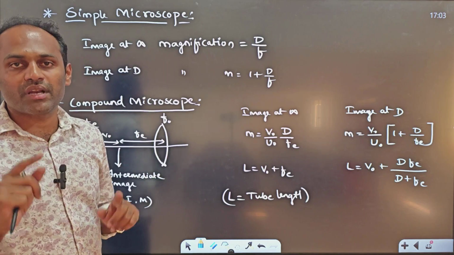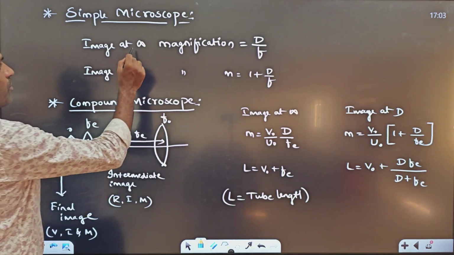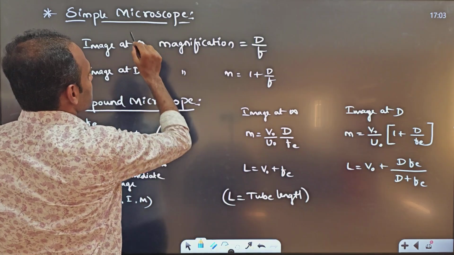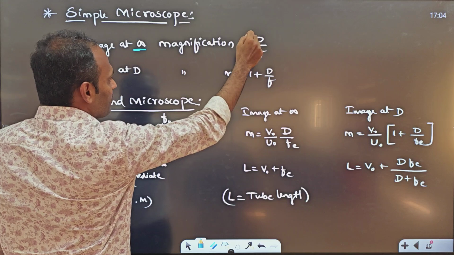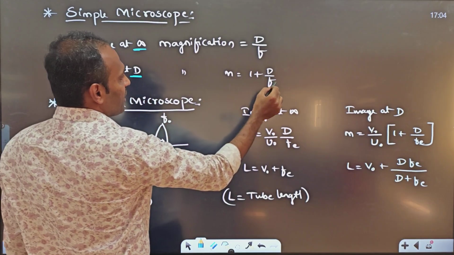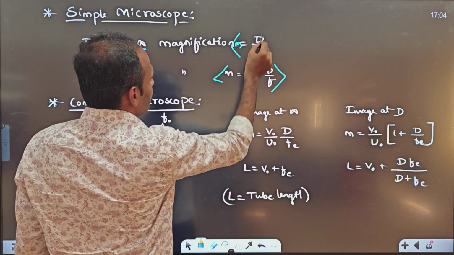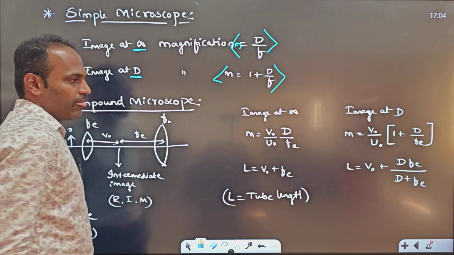Capital D is 25 centimeter. The value 25 centimeter for human eye, remember. So when the image is formed at infinity, magnification of simple microscope will be D by F. When the image is formed at D, magnification of simple microscope will be 1 plus D by F. Right? This is D by F, this is 1 plus D by F.